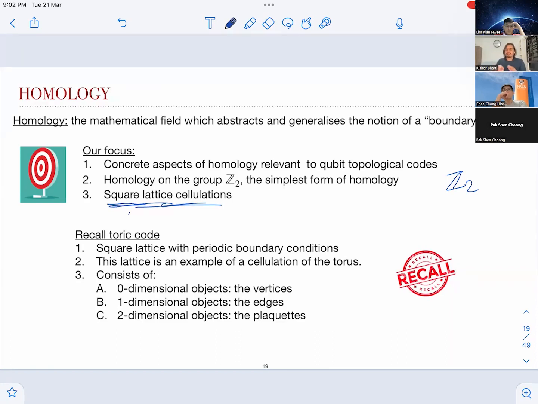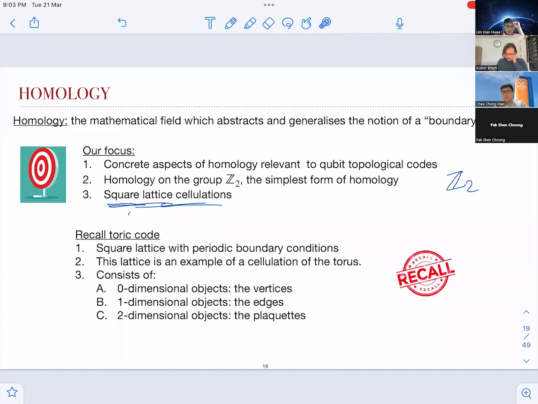Normally it does not matter how you cellulate, but squares are nice because, as we saw last time, square lattices are self-dual. So it's better to look at something which is simple, and then later you can make things complicated, but it does not matter much. So let's recall the toric code from last time.